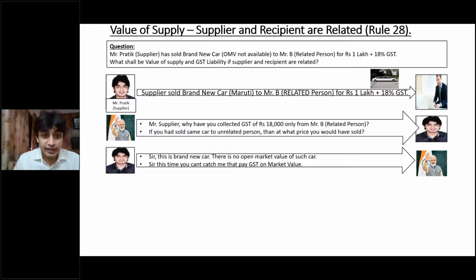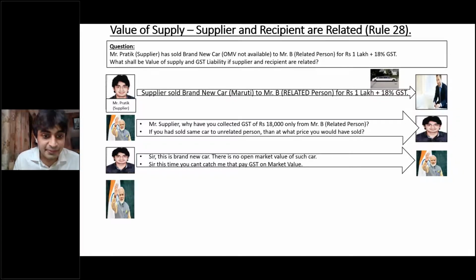So, sir, this time you can't catch me. I cannot pay GST on market value. I made an excuse: sir, this time market value is not available at all. So how can I pay GST on market value? In the previous slide, yes, market value was available. This time there is no market value. So how can I pay GST on market value?